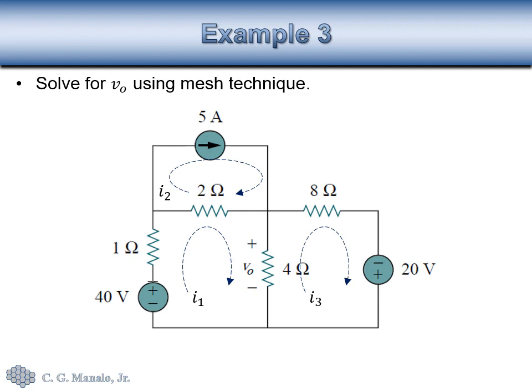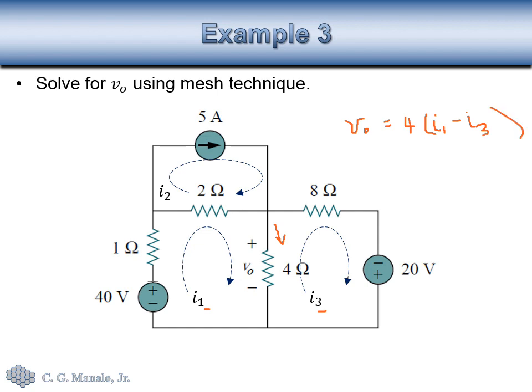In this problem, the loop currents are already given. So we have loop currents I1, I2, and I3. And we're asked to solve for V sub naught. So take note that V sub naught here would be equal to 4 times the current in this direction. So that would be I sub 1 minus I sub 3.